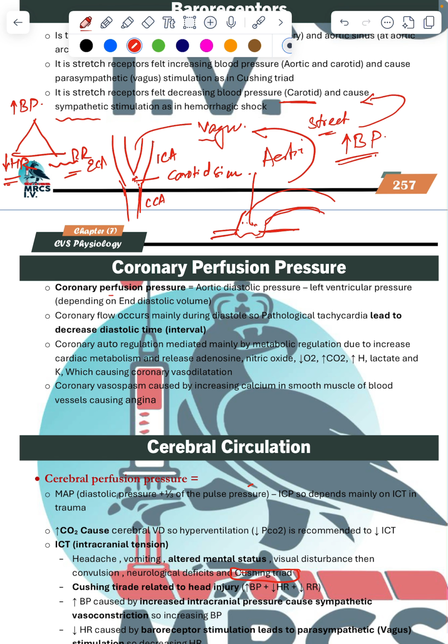So the diastolic time interval is important. This is a question. Coronary autoregulation is mediated mainly by metabolic regulation due to increased cardiac metabolism and release of adenosine, nitric oxide, increased CO2 and lactate. This causes coronary vasodilatation. Coronary vasospasm causes increased calcium in the smooth muscles of the vessels, causing angina. So whenever there is spasm in the coronary vessels, that increases calcium in the smooth muscles, causing angina.